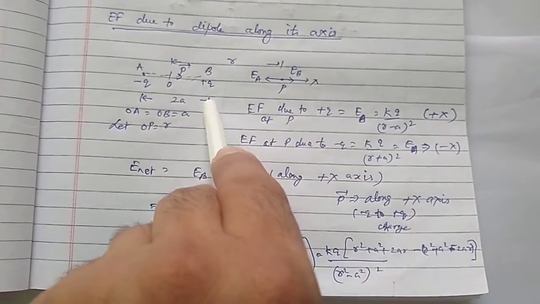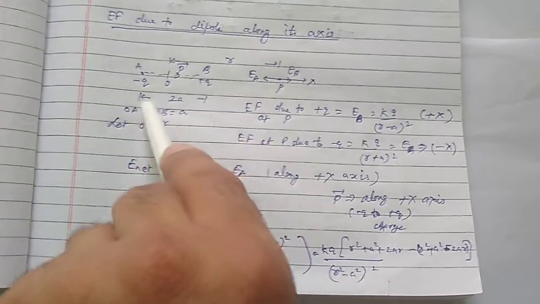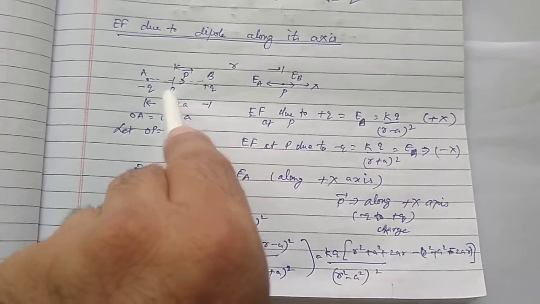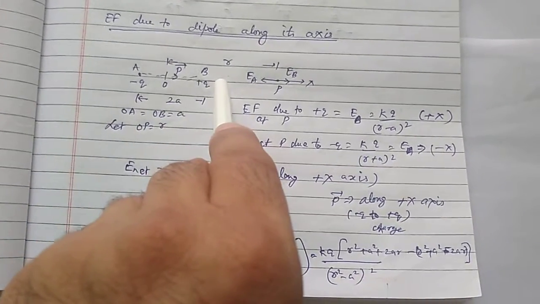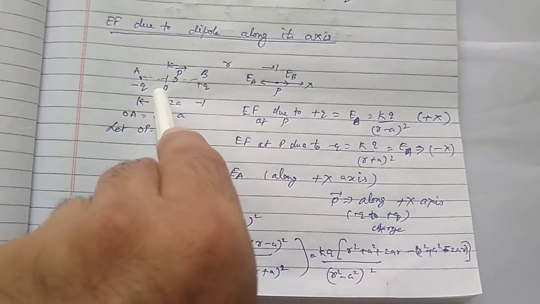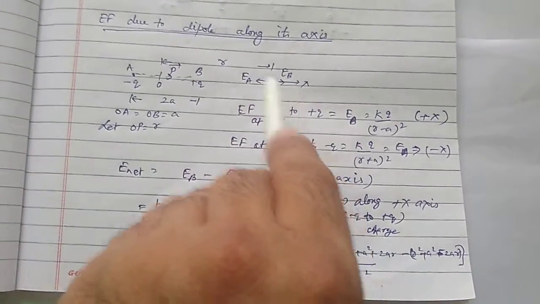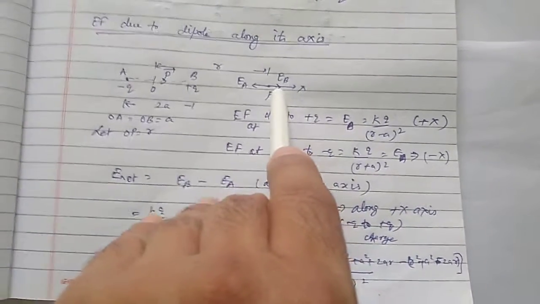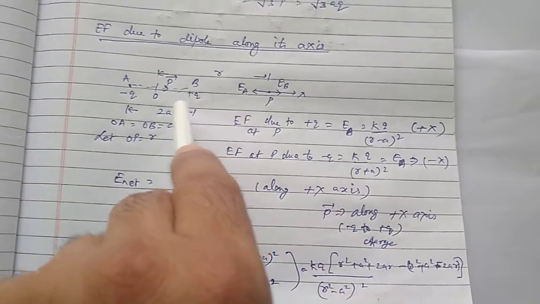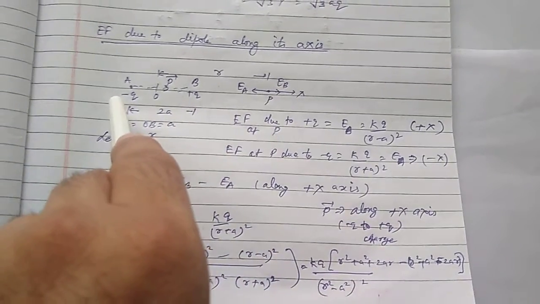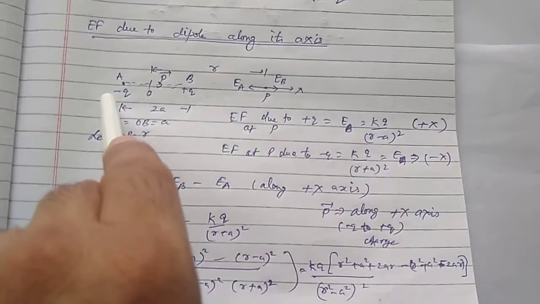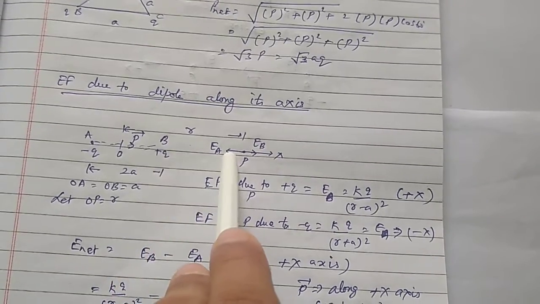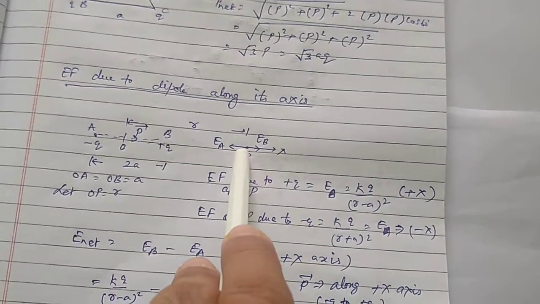So what we did here, this is the charge minus q and plus q, the dipole separation is 2a, and O is the midpoint. Therefore OA equals a and OB equals a. And from center O to this point P, the distance is r. So at point P, there will be two electric fields. One electric field due to the plus q charge of the dipole, and another electric field due to the minus q charge of the dipole.